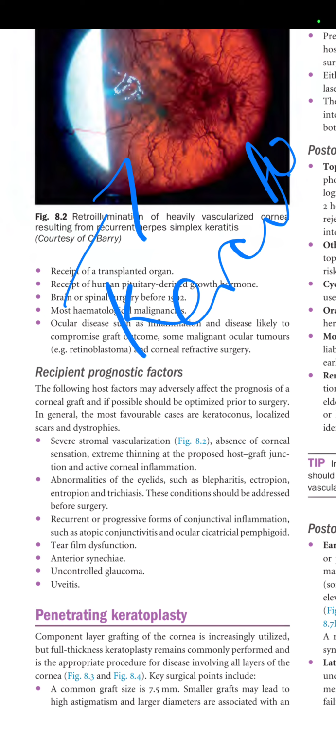Abnormalities of the eyelid such as blepharitis, ectropion, entropion, and trichiasis. These conditions should be addressed before surgery. Recurrent or progressive forms of conjunctival inflammation such as atopic conjunctivitis and ocular cicatricial pemphigoid, tear film dysfunction, anterior synechiae, uncontrolled glaucoma, and uveitis. So these are all the things that can make the chances of graft survival less likely. And you have to improve all the eyelid conditions before the corneal transplant, and you have to treat any inflammation before the transplant.